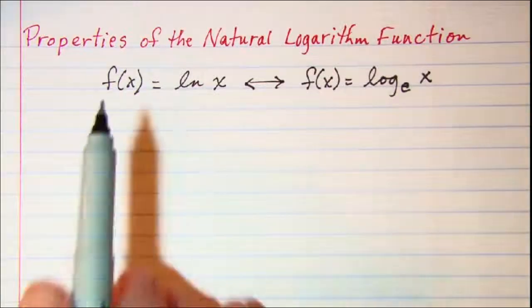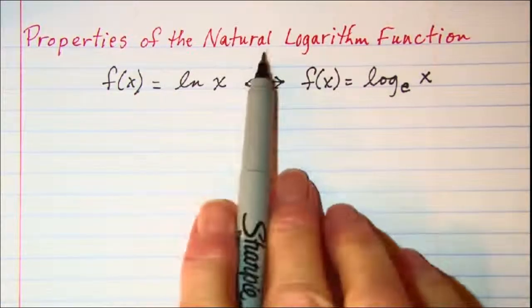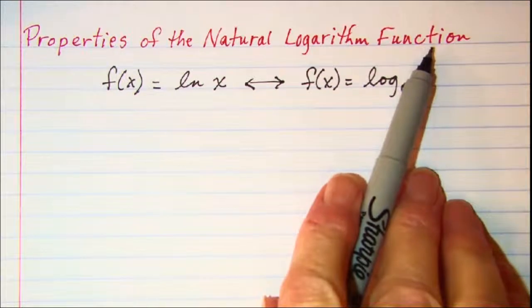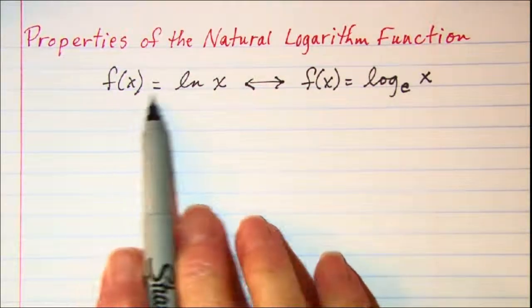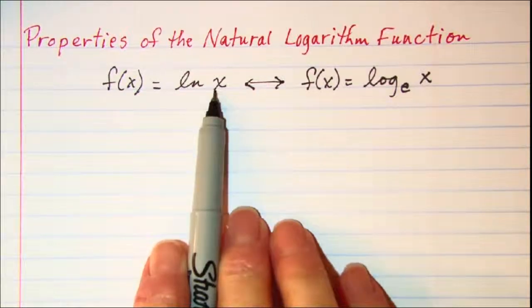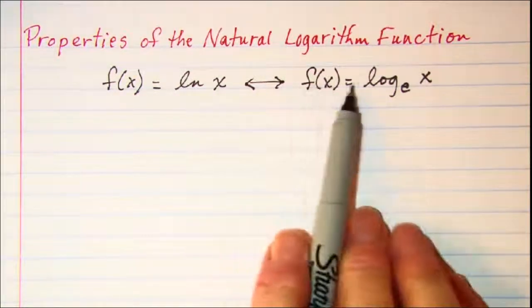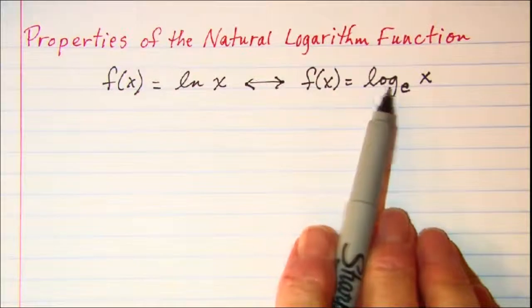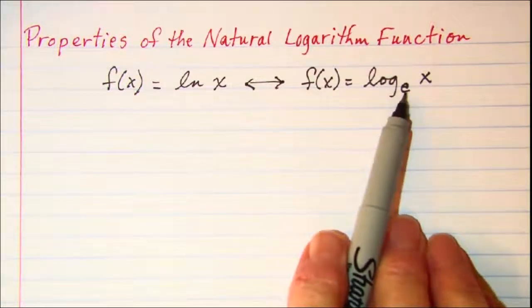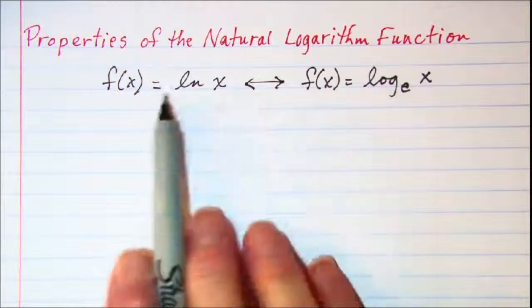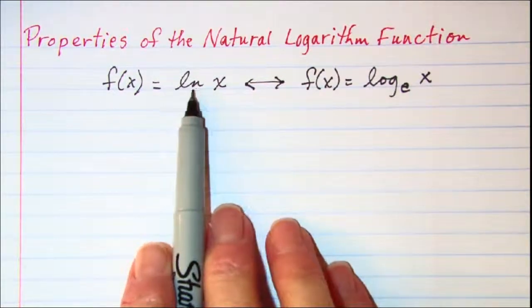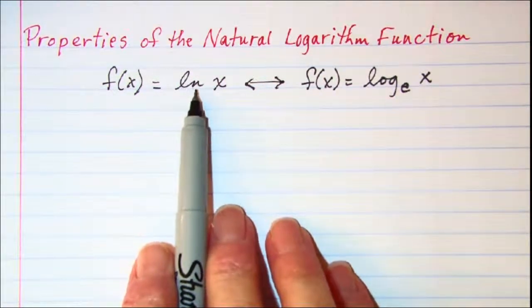In this video, we'll be looking at properties of the natural logarithm function. The natural logarithm function is shown this way: f of x equals ln x. And all that means is that our logarithm has a base of e. Now, e is approximately 2.71828, but whenever you see ln, that just means that you have a logarithm with a base of e.